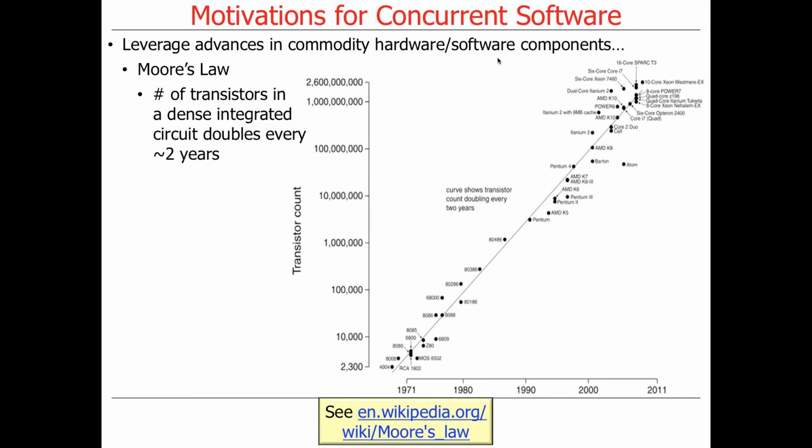So that's one thing. Now, these advances fall under a couple of different categories. One of the categories we'll talk about is something called Moore's Law. And Moore's Law basically says that the number of transistors in a dense integrated circuit, think of a piece of silicon, has been doubling roughly every 2 years for a heck of a long time, going back to the early 70s.